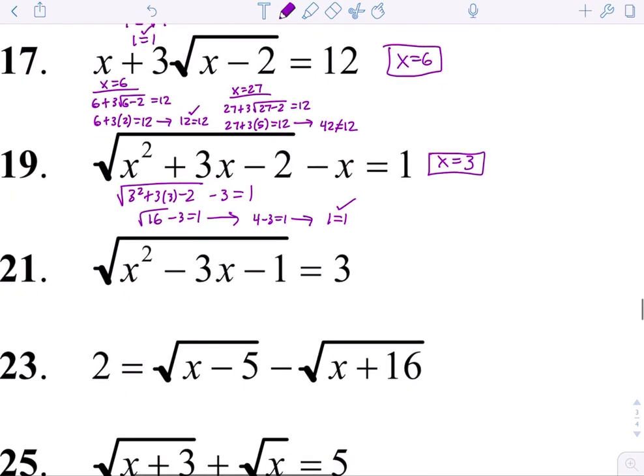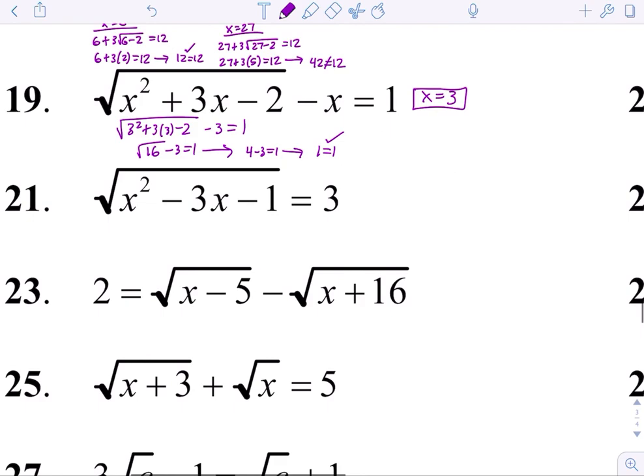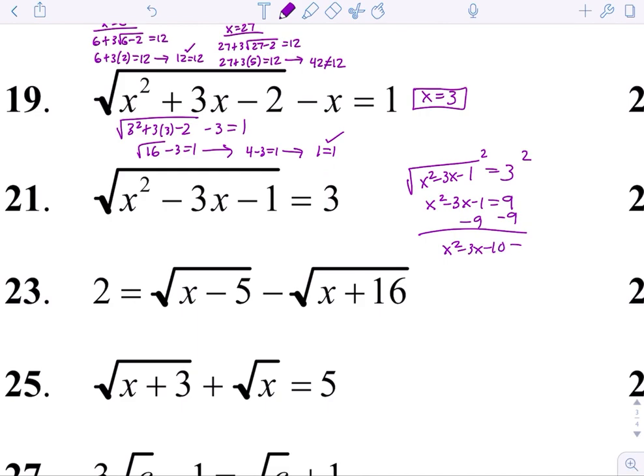Alright, here's 21. It's isolated, so now we can just exponentiate, taking both sides to the second power. x squared minus 3x minus 1 is equal to 9. Subtract 9 from both sides. x squared minus 3x minus 10 is equal to 0. So (x minus 5) times (x plus 2) is equal to 0. x is equal to negative 2 and 5.